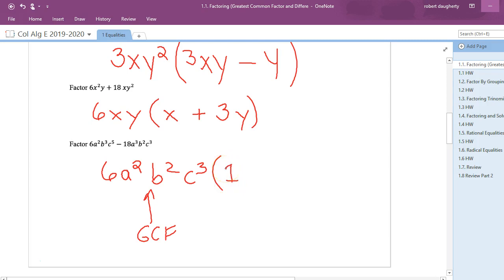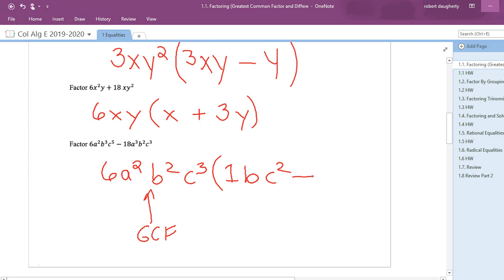What do I multiply a squared by to get a squared? 1. What do I multiply b squared by to get b cubed? B. Okay. What do I multiply c cubed by to get c fifth? C squared. Yep, you got it. And then I got a minus sign.